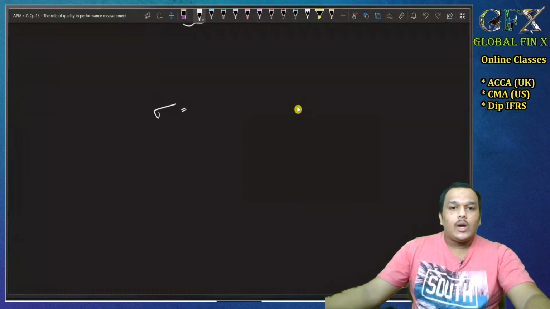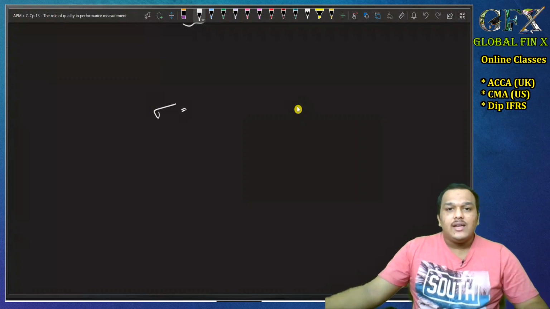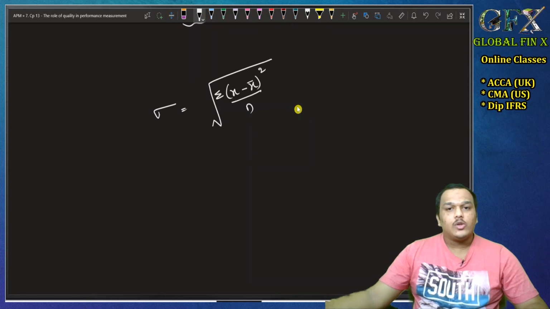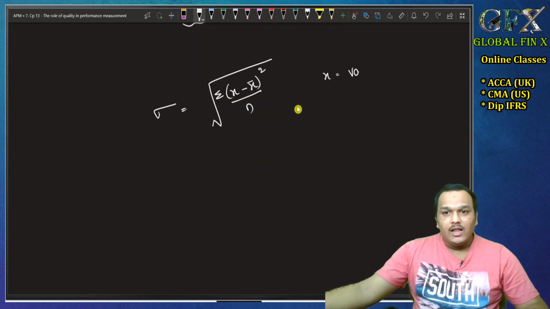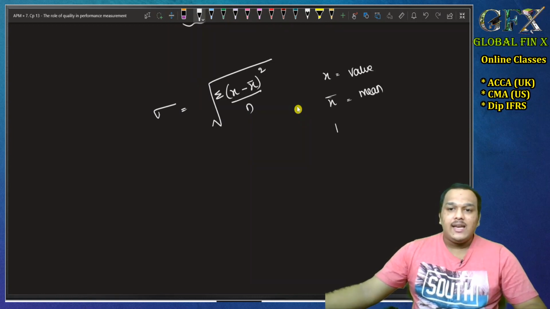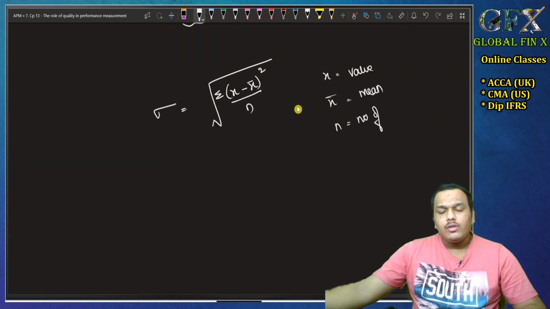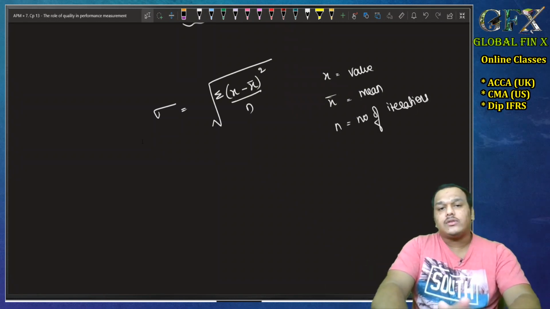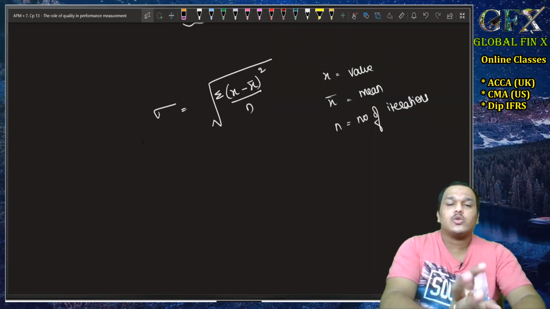Sigma is equal to, how do you calculate the standard deviation? It is the square root of the sum of (x minus x bar) whole squared, divided by n. Here x is the value, that is a variable, x bar is the mean, and n is the number of iterations, meaning the number of repetitions that are done. So sigma, the standard deviation, is calculated as the square root of the sum of (x minus x bar) whole squared by n.